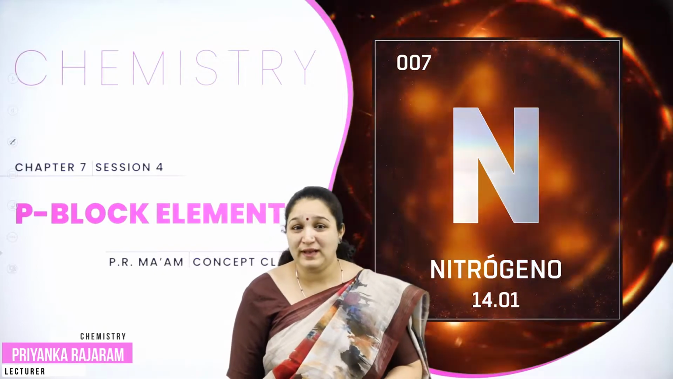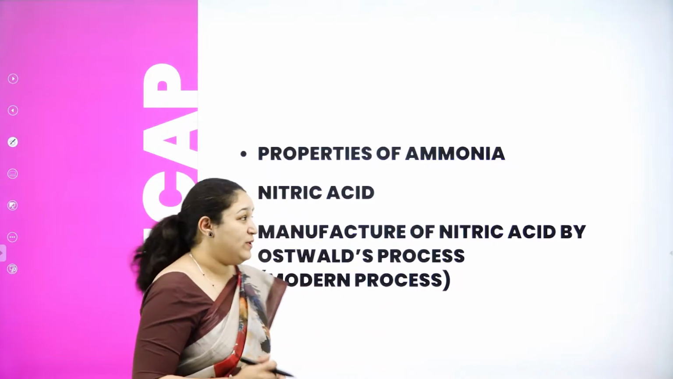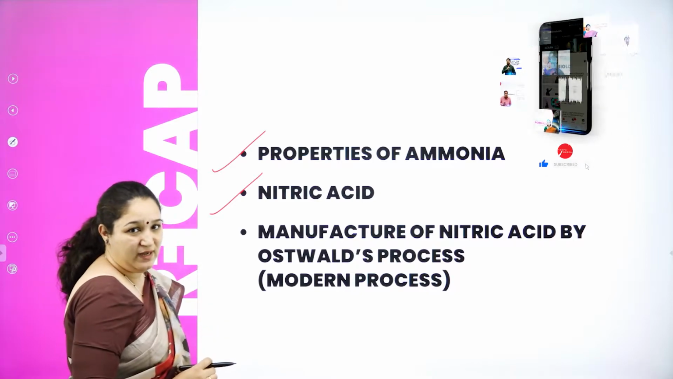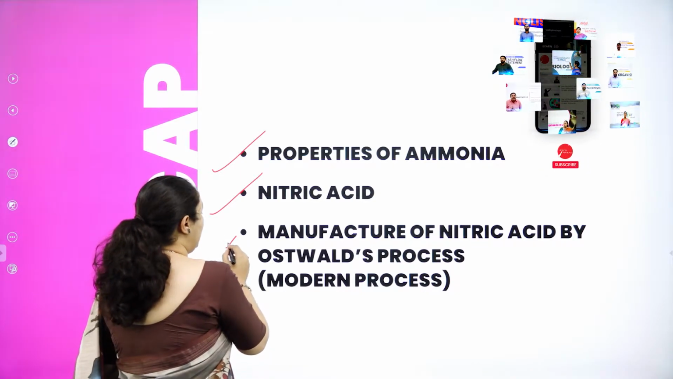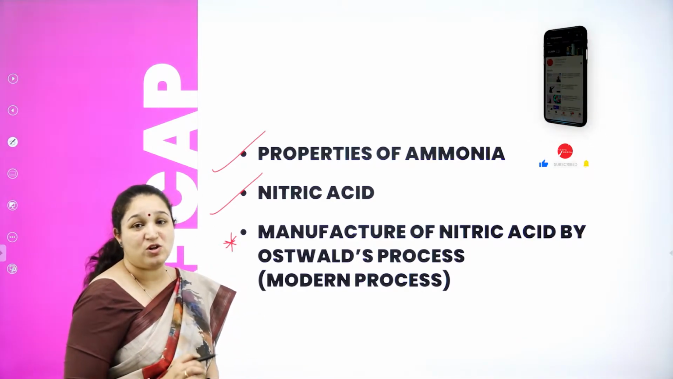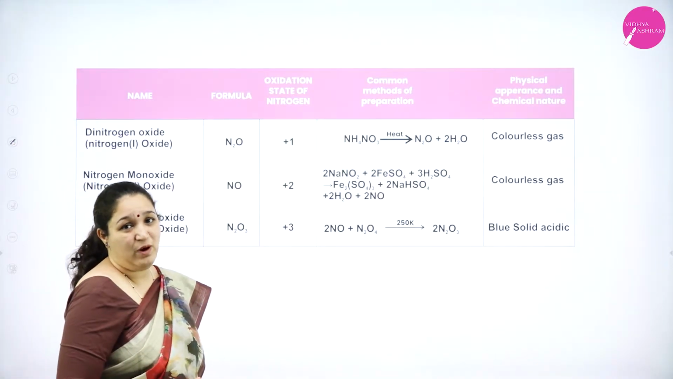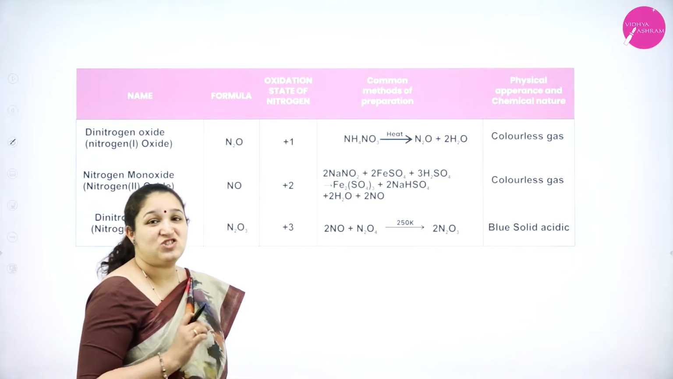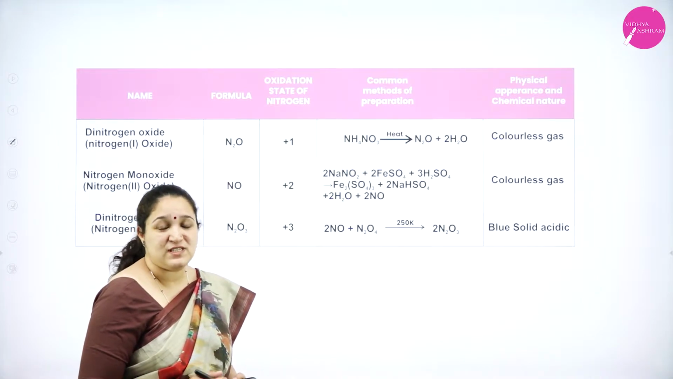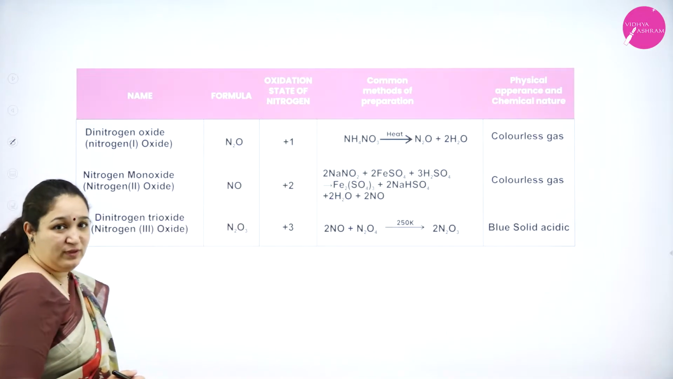Hello my dear students, welcome back to session 4 on the chapter P block elements. Last class we studied properties of ammonia, then we went into the details of nitric acid, as well as the very important concept of manufacture of nitric acid by Ostwald's process, also called the modern process. Today we shall study oxides of nitrogen and the structure of oxides of nitrogen. Also we'll start with phosphorus and its compounds. So first is oxides of nitrogen.